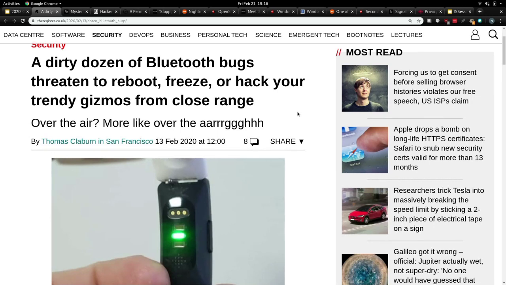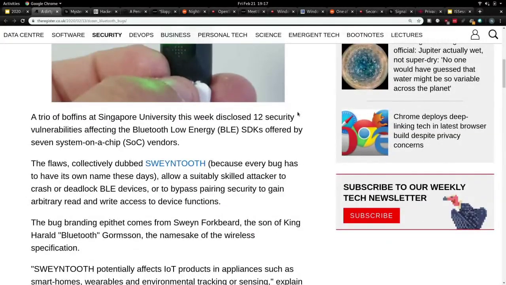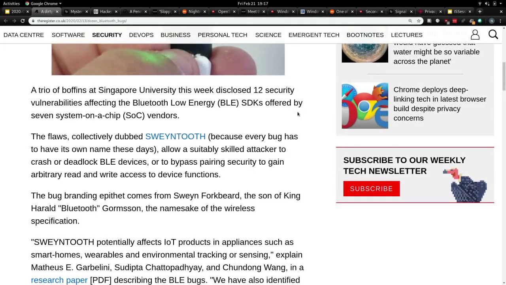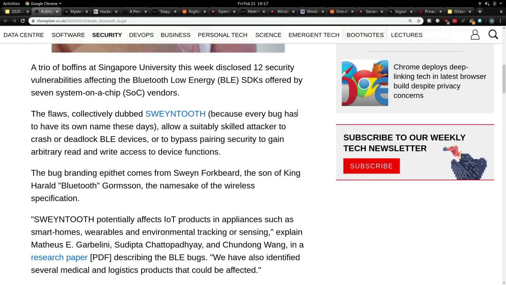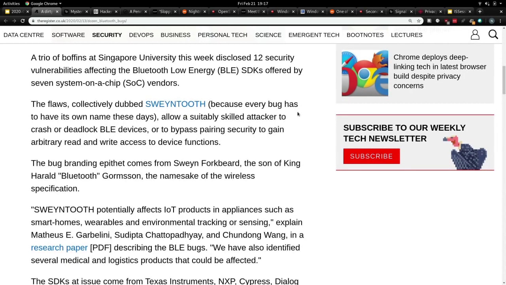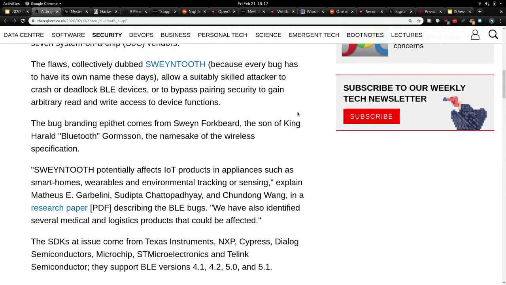Three researchers at Singapore University disclosed 10 security bugs related to Bluetooth Low Energy. This was actually in the Bluetooth Low Energy SDK that's been provided by vendors, so in their implementation. Some of the vulnerabilities they found allowed them to crash or deadlock Bluetooth devices and bypass pairing security by gaining arbitrary read and write access to the device themselves. So that's pretty bad.